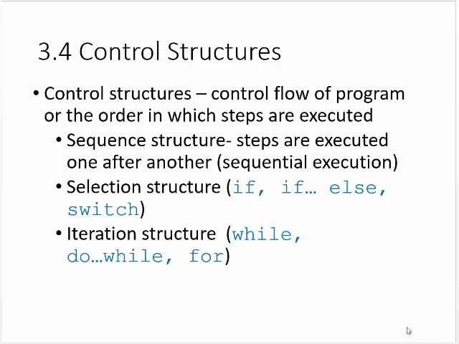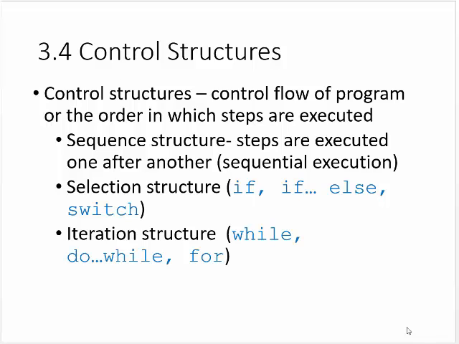There are basically 3 types of control structures. One is just a sequence structure. That's just basically saying the steps are executed one after another. That's just our sequential execution that we've been doing so far in our programs. And then there's a selection structure. In this chapter, we'll cover if and if else, but there's also a switch structure. So that means that the program will make a selection depending on some test it does. We'll have an example in a moment. So this chapter covers if and the if-else selection structure.